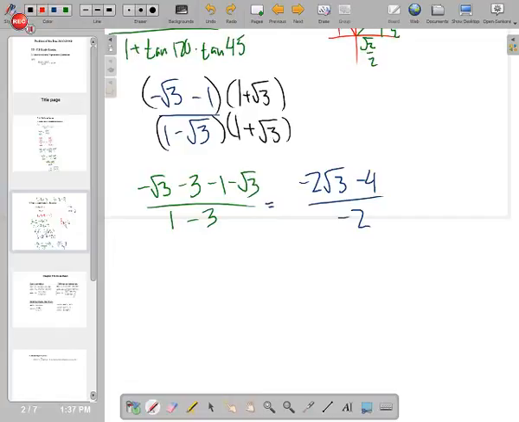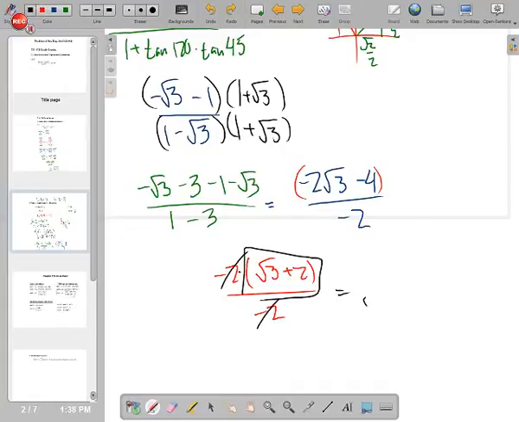Last thing you can do: if you see that these all have a negative 2, you might think, oh, I'll cross those out. You cannot cross those out. They are connected by addition or subtraction. But you can factor. So I'm going to factor out a negative 2, and that will give you radical 3 plus 2, because that's negative 2 radical 3 minus 4. And when you do that, now you can cancel out because this is multiplication, and division undoes multiplication. So that is your answer, radical 3 plus 2.